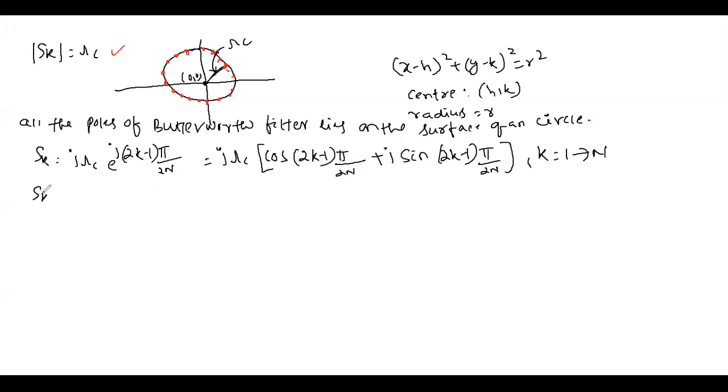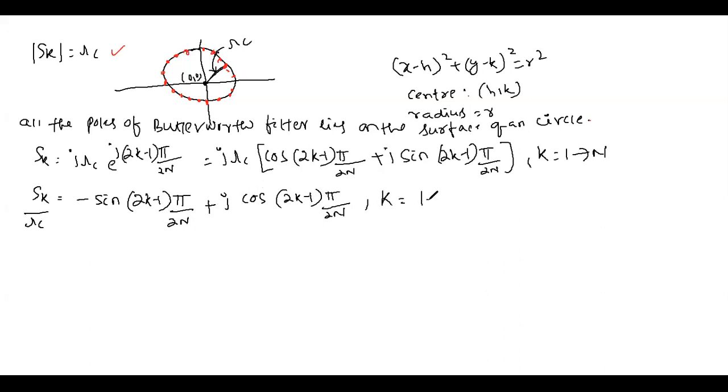Okay. That is s_k. If you multiply this j omega_c, or simply s_k by omega_c, if you multiply this j inside, then what will you get? Minus sine of (2k minus 1)pi by 2n plus j cos of (2k minus 1)pi by 2n, where k is 1 to n. So this is the denominator part, or poles we can say. Or you can say it is a pole.